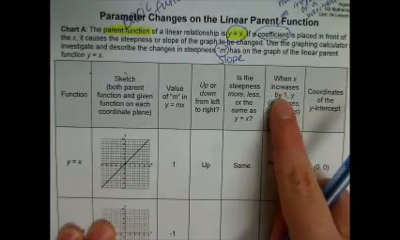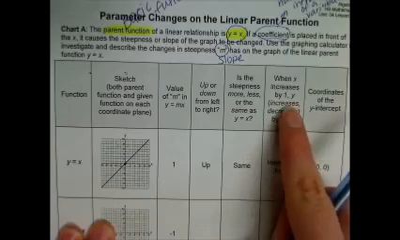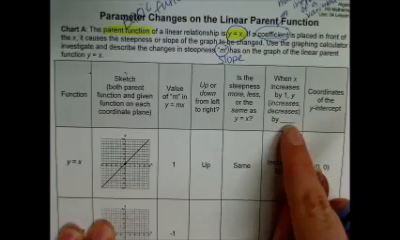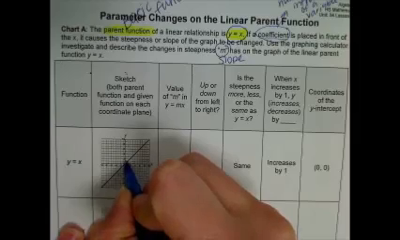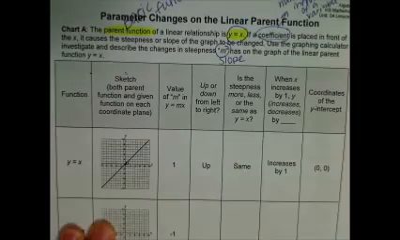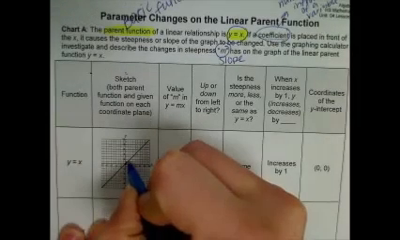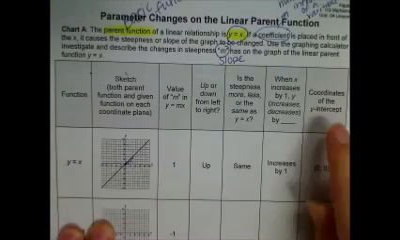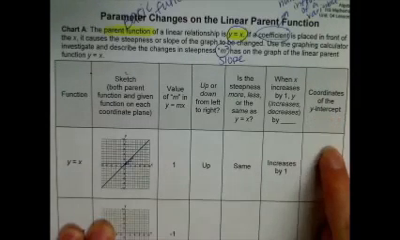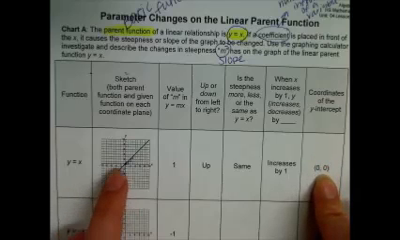When x increases by 1, y is either going to increase or decrease by blank. So when x increases by 1, your y increases by 1. This is just basically talking about your rise and run. The coordinates of your y-intercept are 0, 0. 0, 0 is the origin.